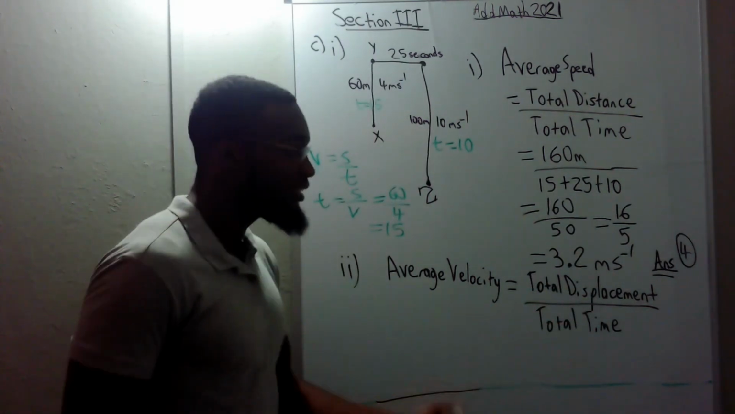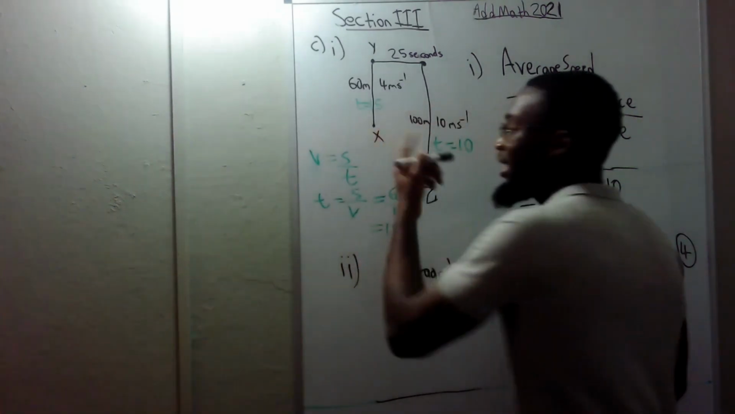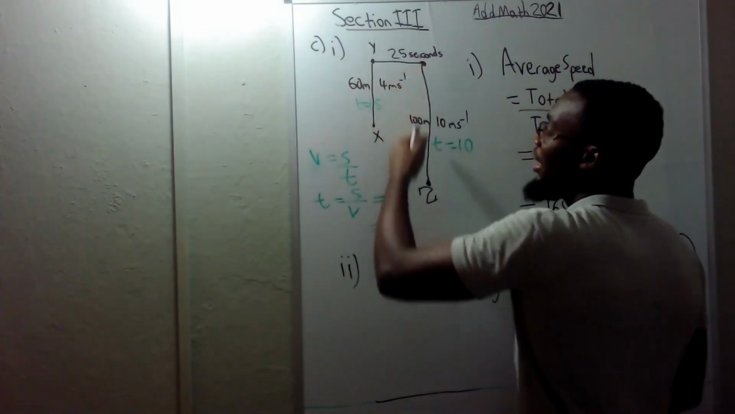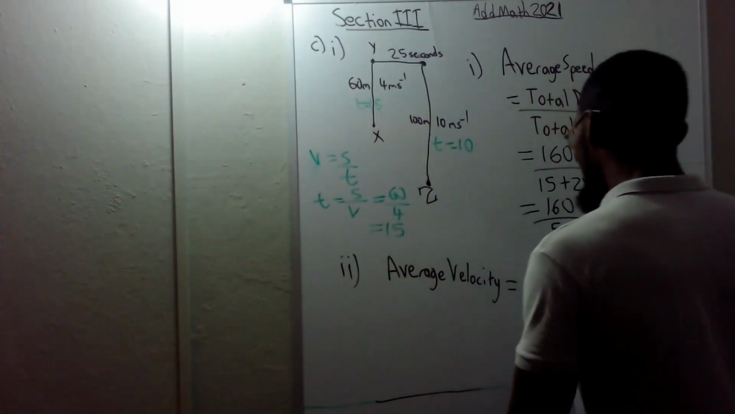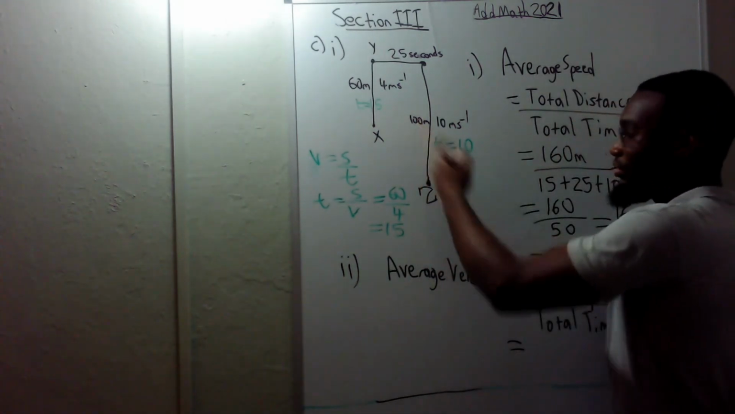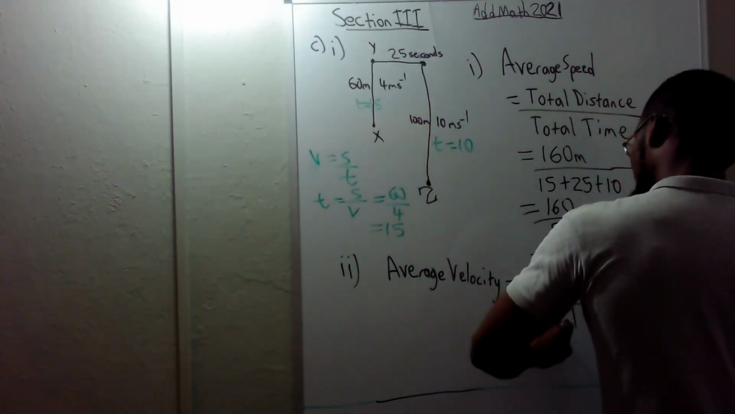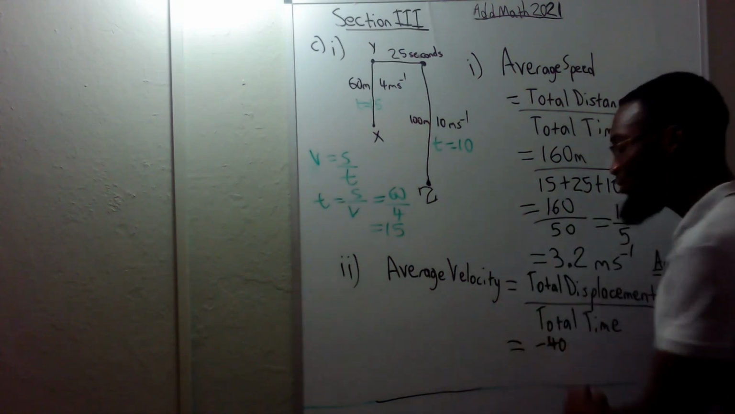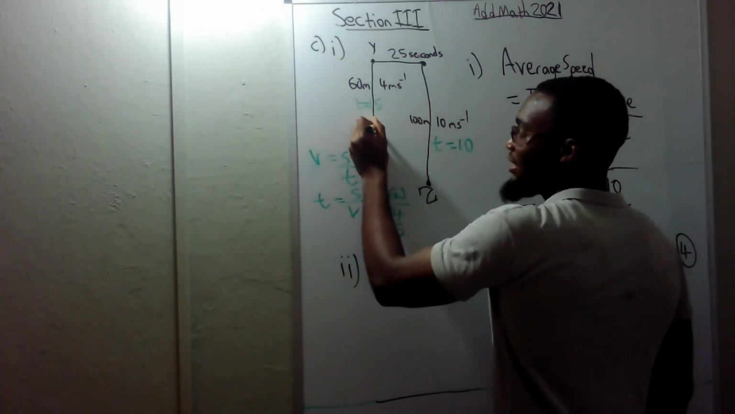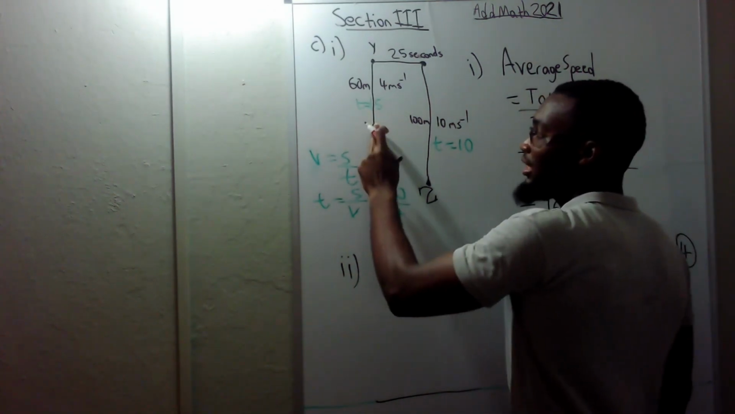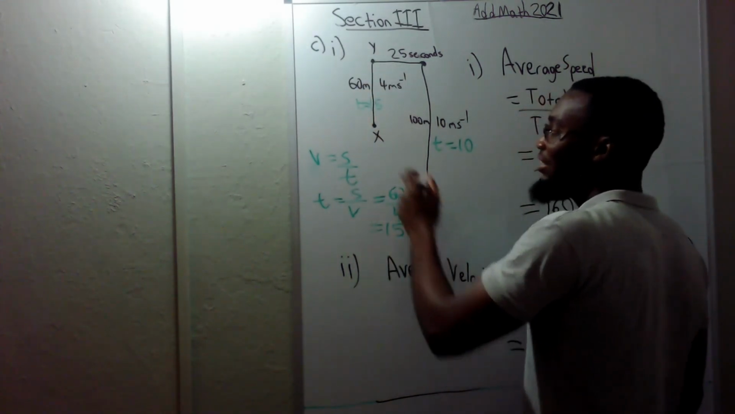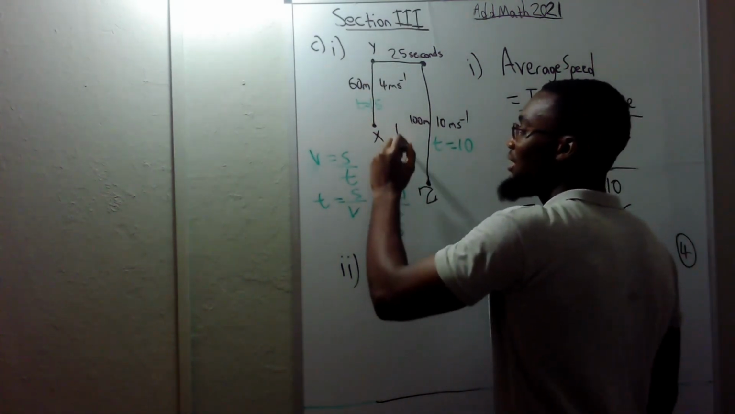What is the total displacement? Now guys, if you're taking north as a positive direction, you go 60 meters up and 100 meters down. That means that the total displacement is negative 40. Why is it negative 40? Guys, look. Displacement, you go 60 meters up and 100 meters down. That really means that you only go 40 meters down.